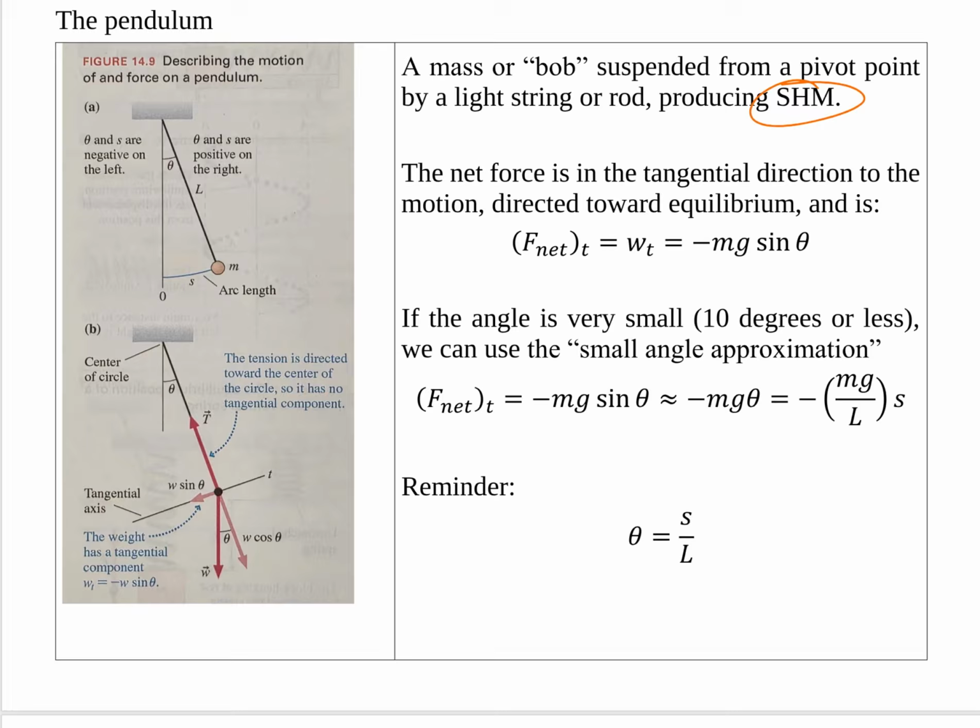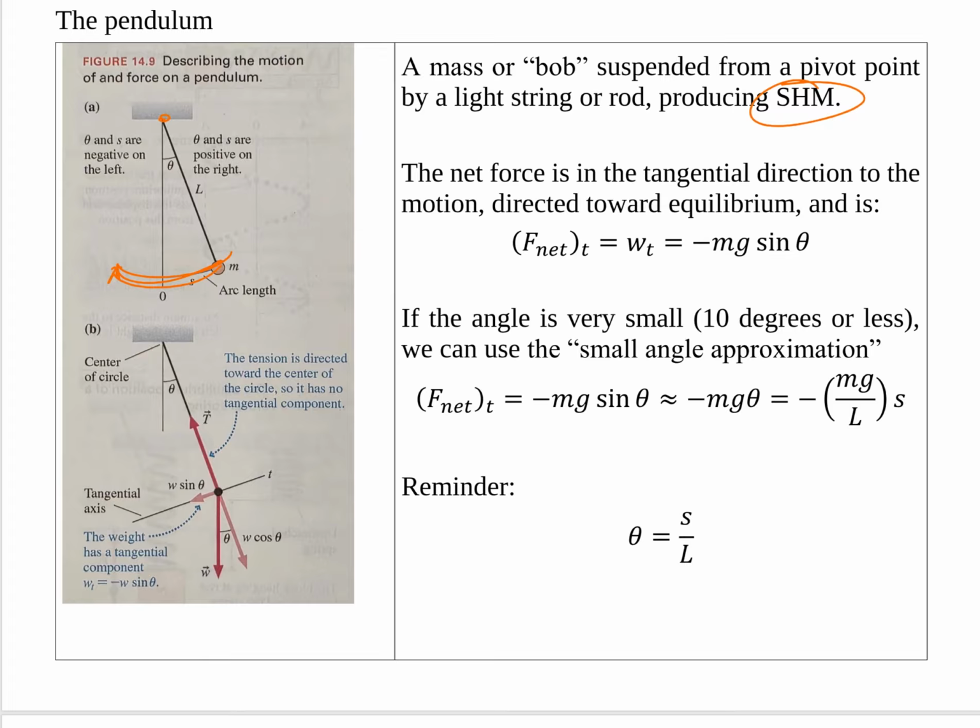So we don't need to go through the process of deciding whether it's simple harmonic motion or not. It just is, all right? So the net force is in the tangential direction to the motion. Look, we have our pendulum attached up here, and the string or bar. Now it's going to swing out to its maximum distance, then swing back through, turn around, and swing back through. That's where the simple harmonic motion comes from. Now, where's the net force? It's the force that's restoring us back to the equilibrium position.